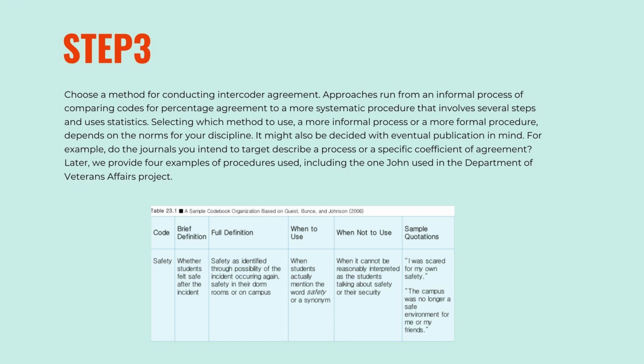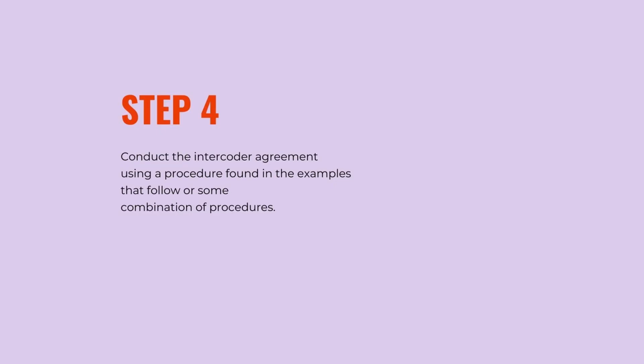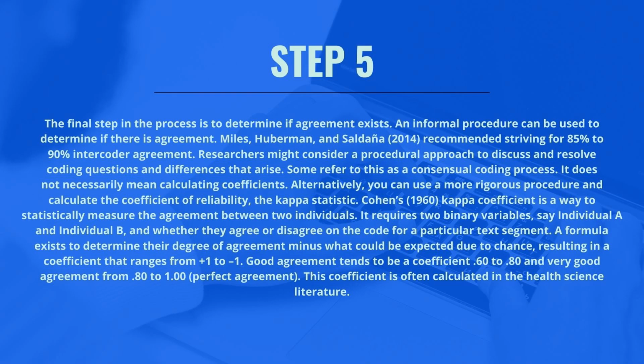Here you also can see Table 23.1 as we mentioned before. Step 4. Conduct the intercoder agreement using a procedure found in the examples that follow or some combination of procedures. Step 5. The final step in the process is to determine if agreement exists. An informal procedure can be used to determine if there is agreement.